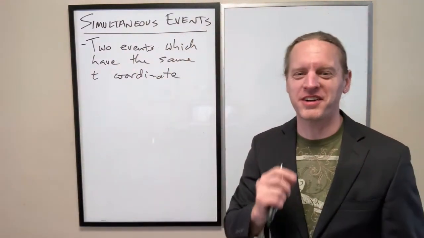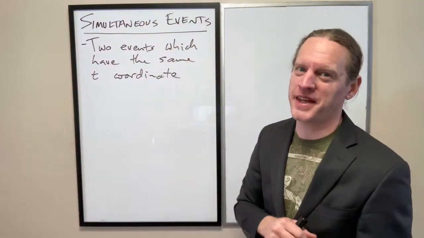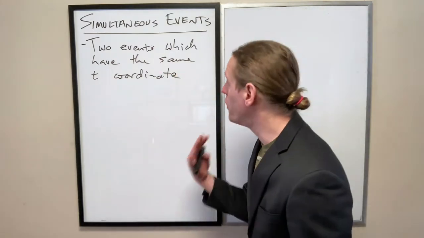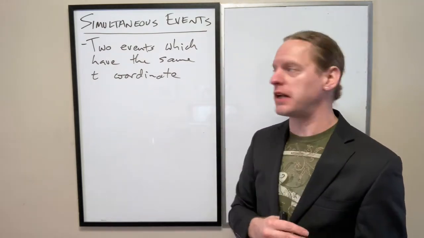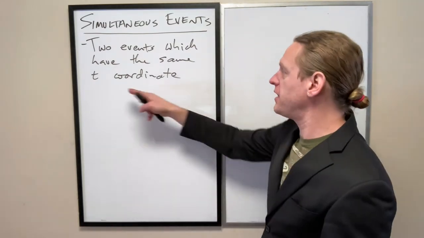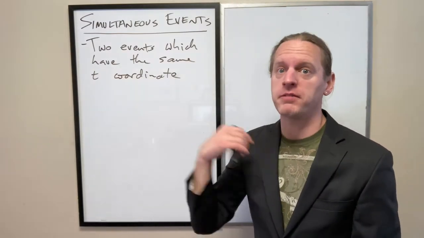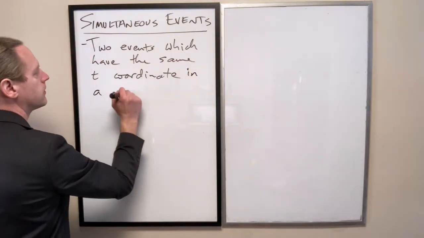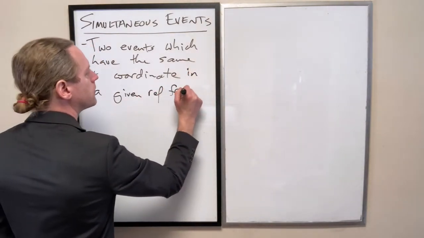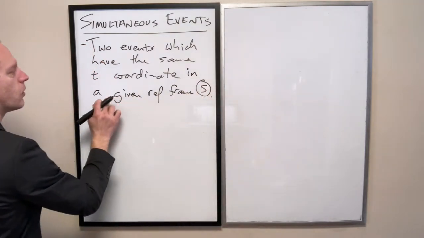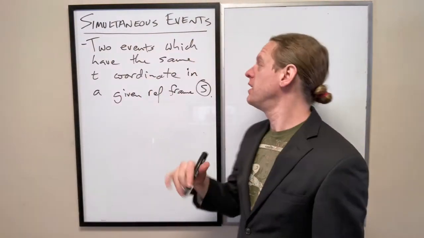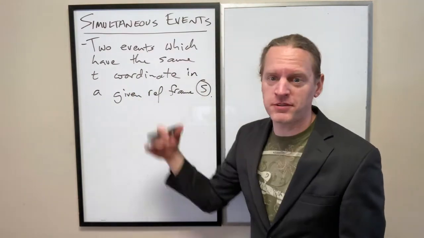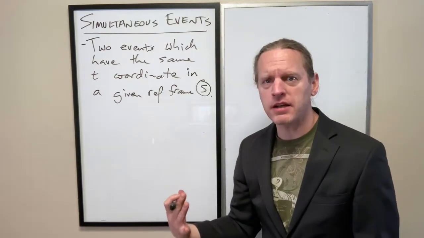And here's where you should start saying, hey, Tony, you need to be more careful about that. I can't just say they have the same t coordinate. According to whom? This is why it becomes a big deal, because now we have to say they have the same coordinate in a specific reference frame, S, for example, or you can call it whatever you want. The important thing is that you have to define your reference frame before you can define what it means to be simultaneous.